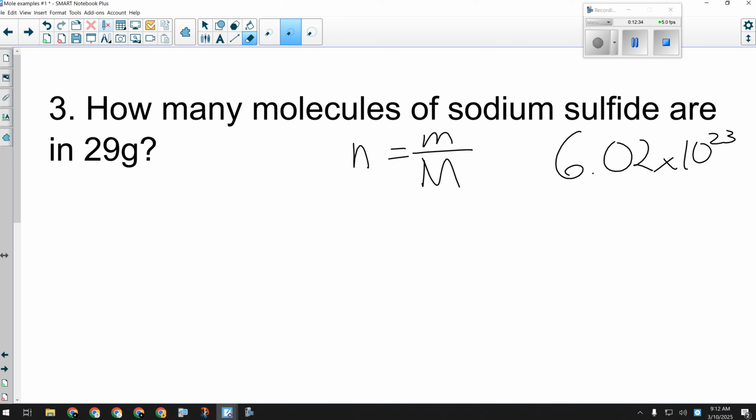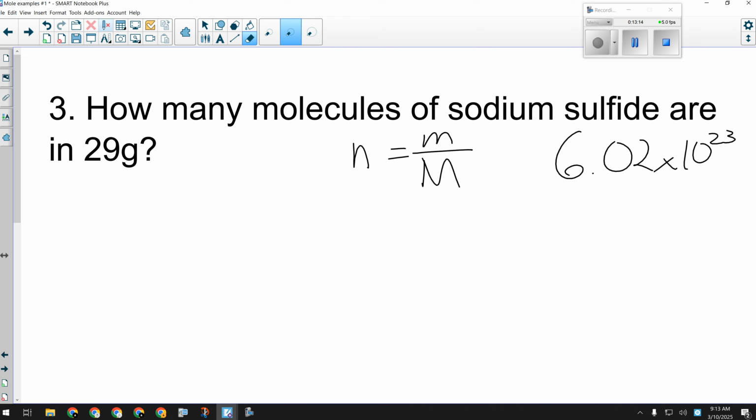Am I looking for a number that should be really, really big or a number that should be more reasonable in size? Is the number of molecules of anything going to be a gargantuan number? It is. Molecules are tiny. So if I'm asked to calculate the number of molecules, I am looking for a huge number. To get numbers to be huge, is it more practical to multiply or divide? Multiply. So if I'm looking for a big number, I want to multiply by Avogadro's number. If I'm looking for the number of molecules, I will multiply by Avogadro's number.